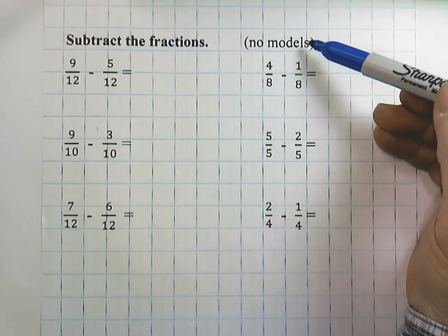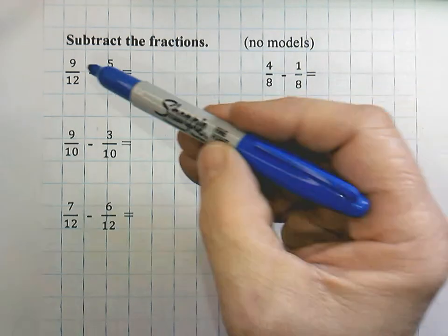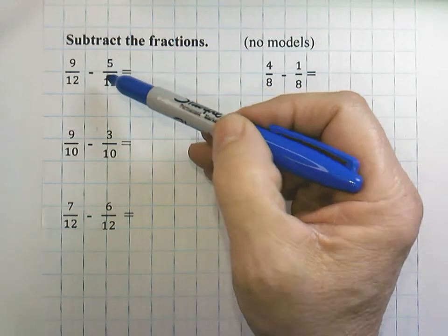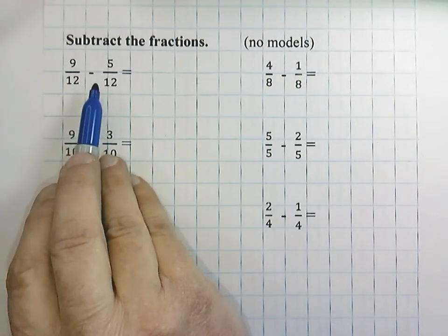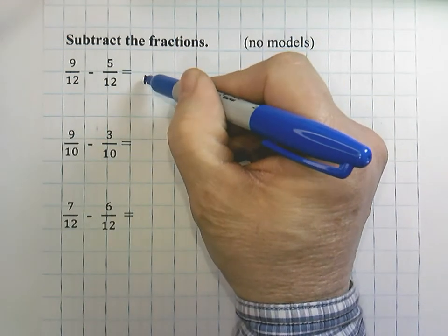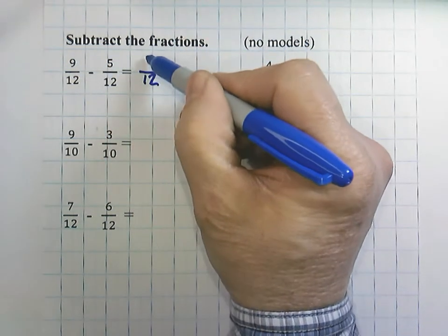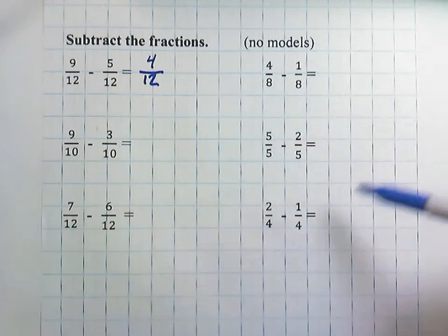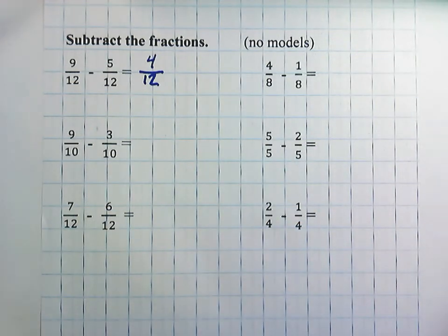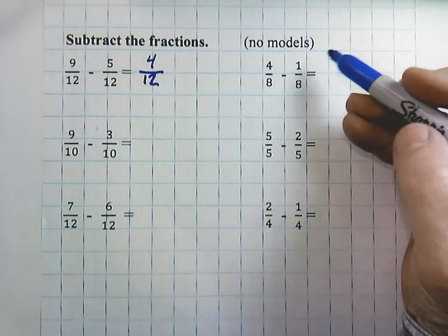Let's try subtracting without models. Let's do one together. 9/12 minus 5/12. Well, on the bottom, boom, boom, boom, right? Our 12ths, and 9 minus 5 is 4. Go ahead and try these. Go ahead and pause for a second. Try them. All right, and let's solve.